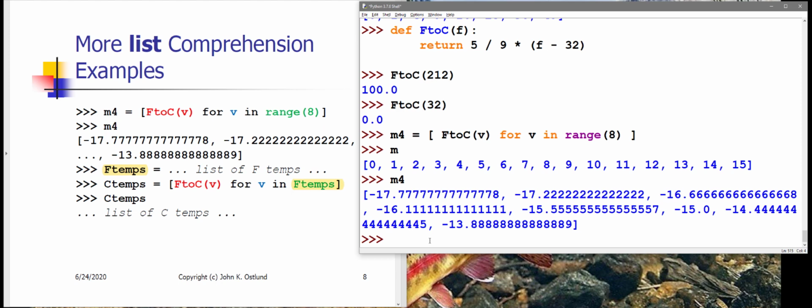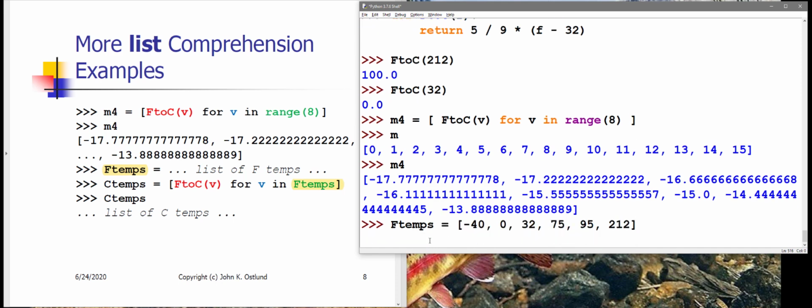All right, so let's do this. Let's say f temps, we'll pick some interesting ones, gets, let's see, well, we know that minus 40 is where the two temperature scales cross, and we know that 32 should be 0. Curious what 0 itself is. 0, 32, 75 is a comfortable temperature, 95 is fairly hot, 212 is boiling, which ought to be 100 degrees Celsius. So let's now create a list of C temps, f to c of some value for v in these f temps.